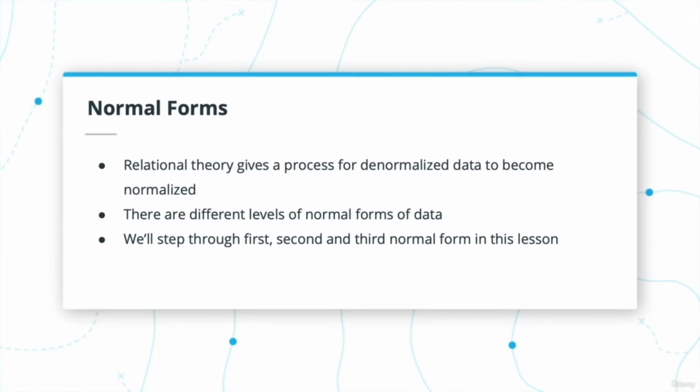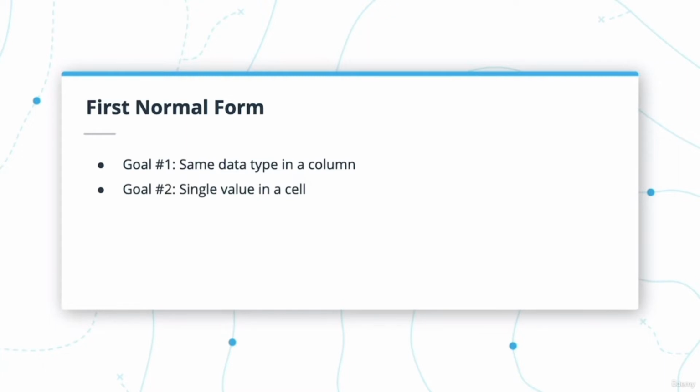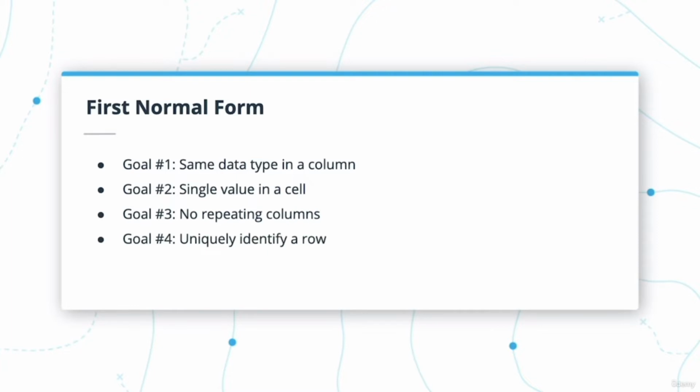Specifically in this video, we're talking about first normal form, which happens to be the most intense because we're taking data in its worst possible form and we're starting to try to make it better. Let's first go through the rules of first normal form, and then we're going to look at an example. Goal number 1 of first normal form is to have the same data type in a column. Goal number 2 is to have a single value in every cell. Goal number 3 is to have no repeating columns. And goal number 4 is to be able to uniquely identify a row.